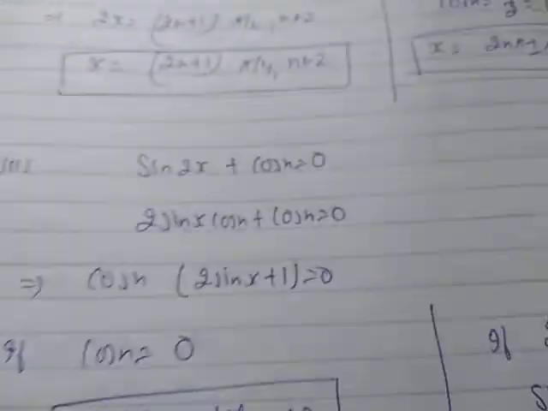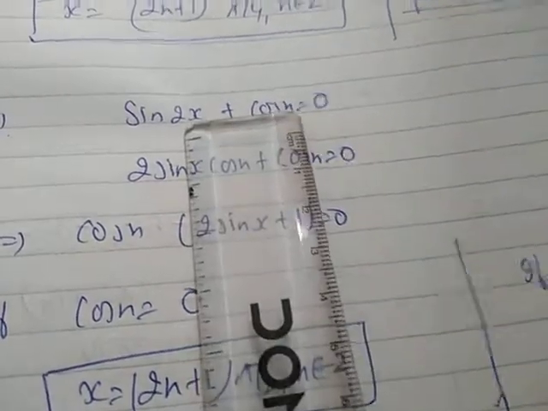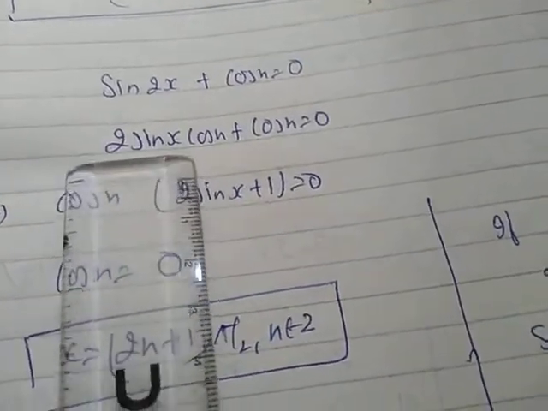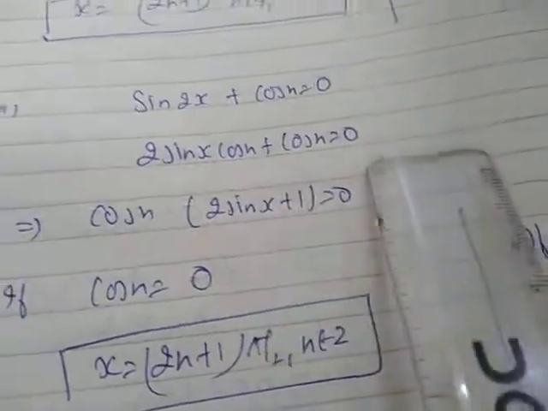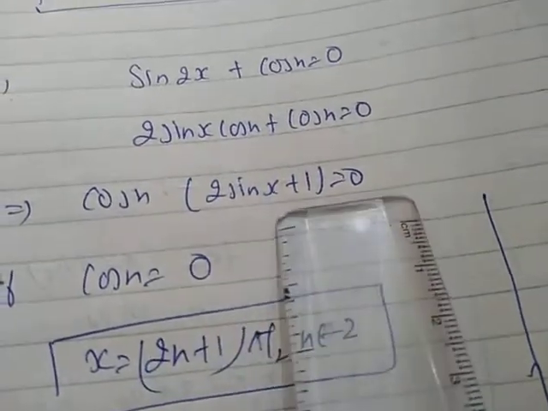Okay, now the last question is sin 2x plus cos x is equals to 0. Here angle 2x and here angle x is there. Then 2x can be converted into x. Sin 2x can be written as 2 sin x cos x plus cos x is equals to 0. We can take common cos x here. Cos x common, 2 sin x plus 1 is equals to 0.